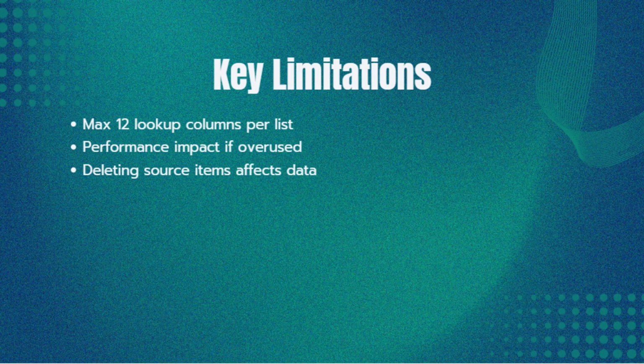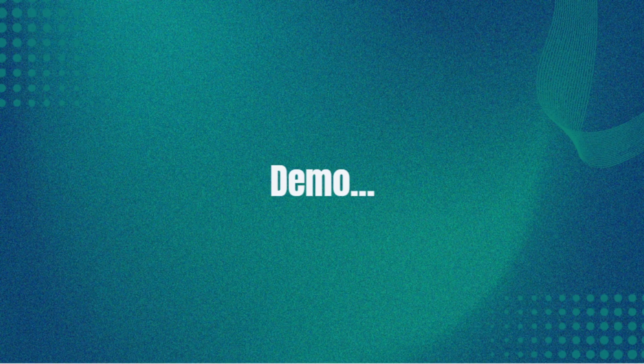There are certain key limitations of lookup columns. We can create a maximum of 12 lookup columns, because lookup columns are powerful, but they should be used carefully. Too many lookup columns can affect performance, and deleting a source item can impact linked records. So let us move to the live demo.